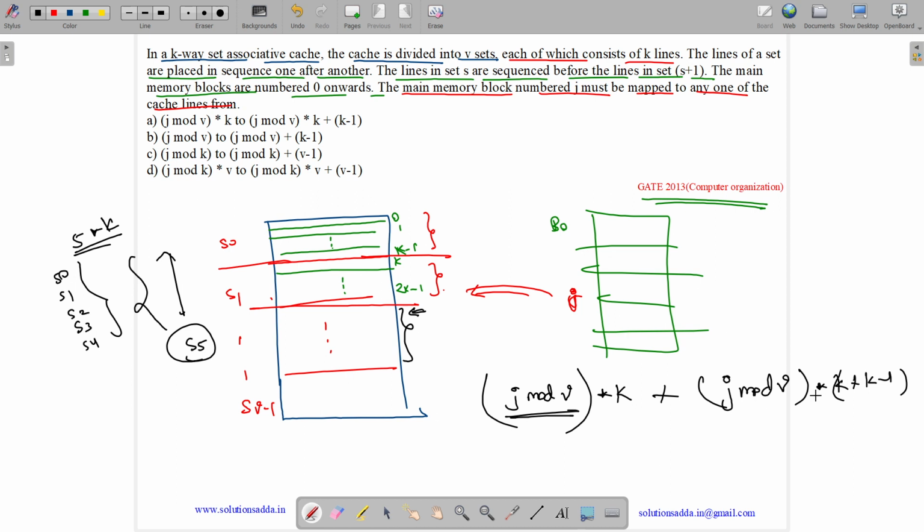So the answer to this question is, the parenthesis would come over here because into k will ensure that all the previous lines are accounted for. Now k minus 1: k is the size of the set, so if we start from the first line, after k lines it will be k minus 1. So plus k minus 1. So the answer to this question is option A: J mod V into k to J mod V into k plus k minus 1.